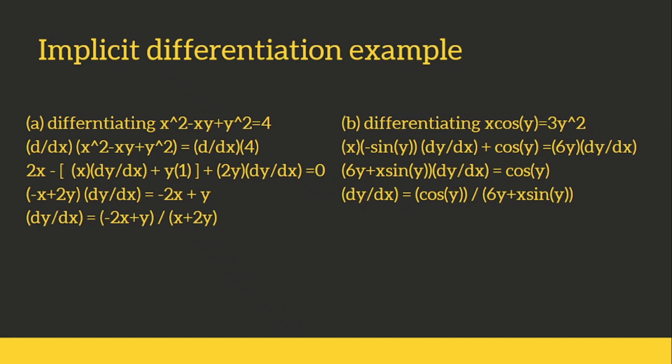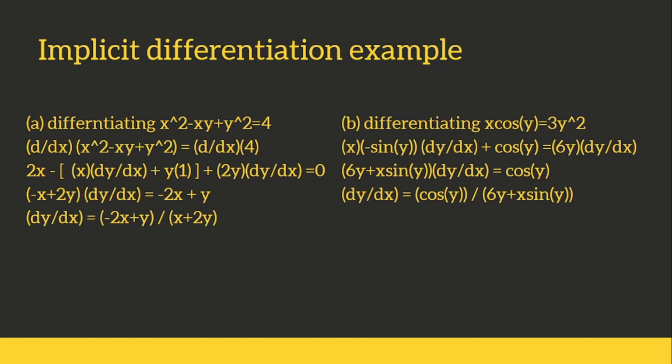Then likewise, if we want to differentiate x cosine y equal 3y squared, you will just use product rule for that as well. So for the first part, you will get x, then you differentiate your cosine y. So what happens is that you differentiate your cosine y, you get minus sine y. Multiply that by dy/dx. Then afterwards, you have your cosine y times the differentiation of x, which is just 1.